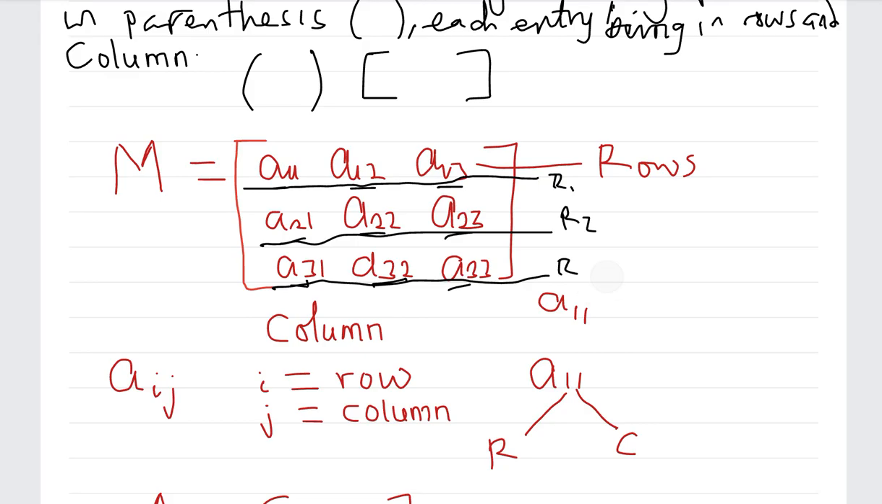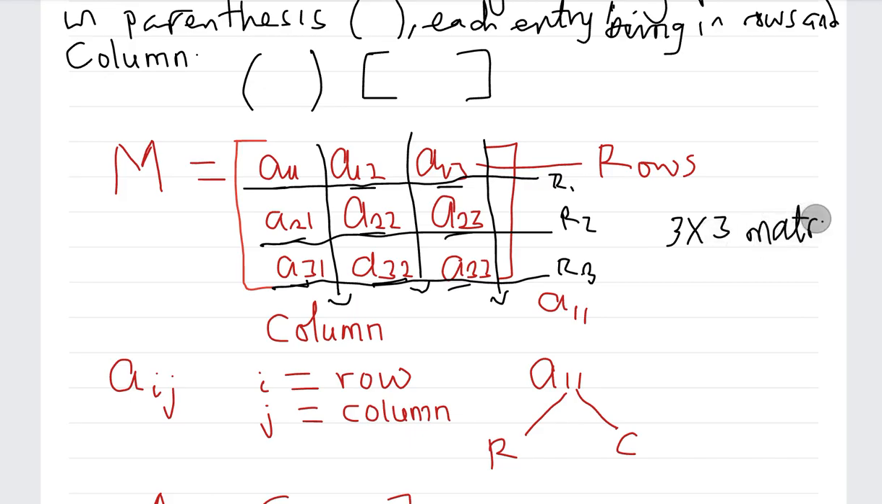So the rows are always in the horizontal form. Are you seeing that? And then the columns are like this. So this is column 1, column 2, column 3. I get what I'm saying now. So this type of matrix is a 3 by 3 matrix.